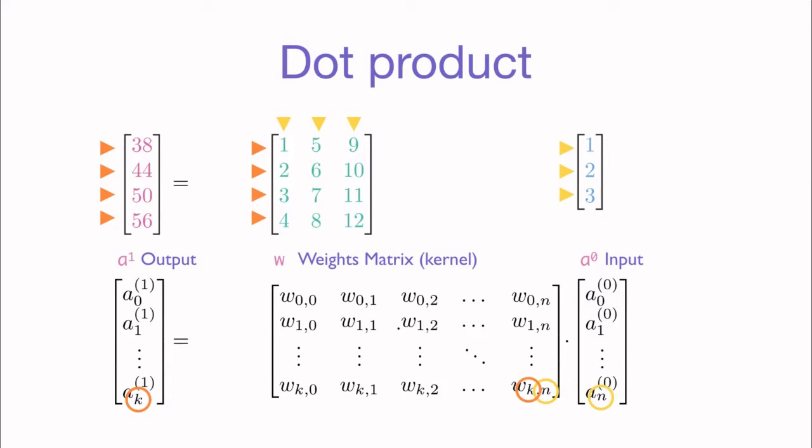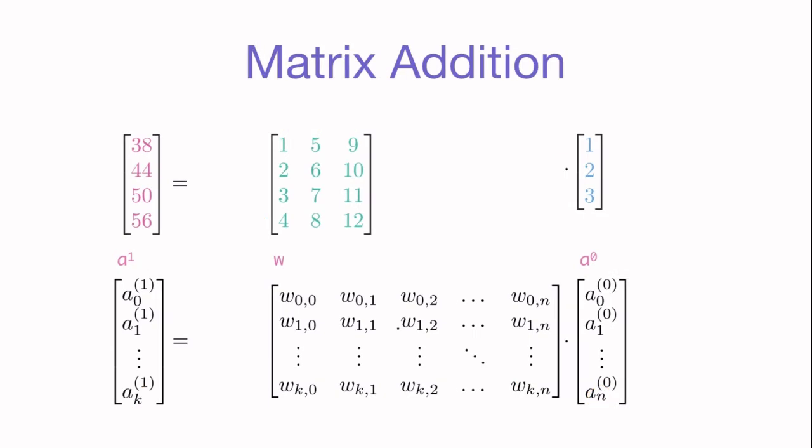That also means that A1 is going to be the same number of rows, k, as the weight matrix. We'll see how this comes in handy in a few minutes. Okay, so that's the dot product. It's not so bad actually. Matrix addition is even easier.